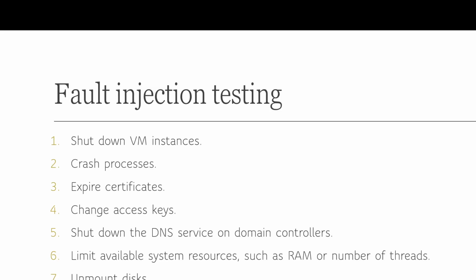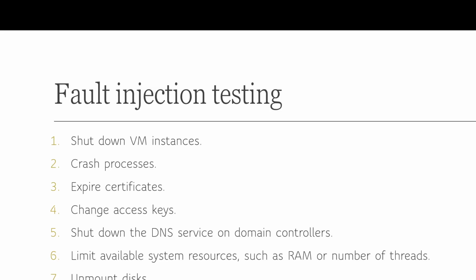Like maybe you can go and shut down a VM instance. Just go to the portal, click on stop deallocated, or you log into the VM and just manually shut it down. But how does your application react to it? Is your end user being bothered because that VM is down? Then it's not working, it's not failing over. You can crash. You can expire a certificate. If, let's say, the application is using some certificate, if you just forcefully expire the certificate or put in an expired certificate, how does it react to that? You can change the access keys.